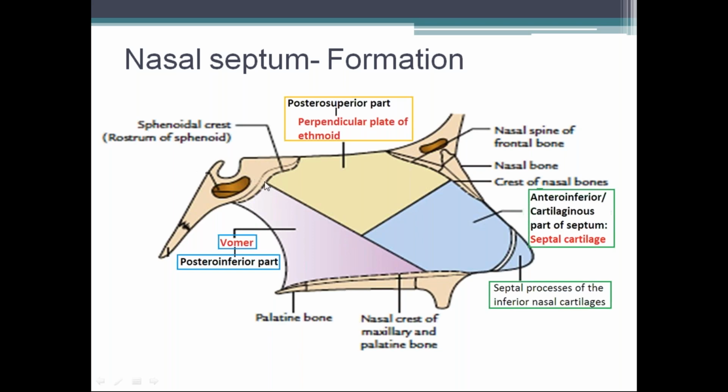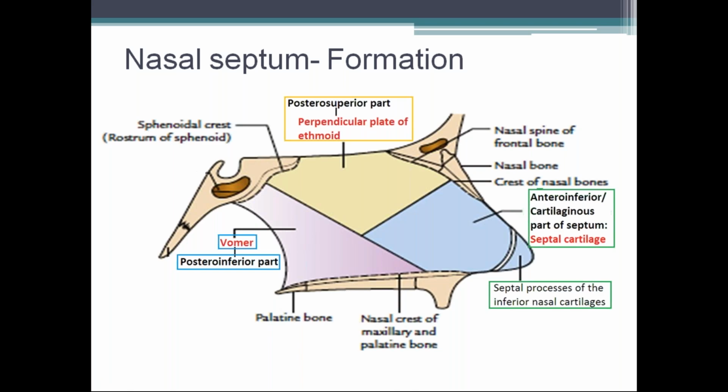So now you draw a vertical line from the sphenoid bone to the anterior 1/3 of the hard palate here, which divides this into anterior and posterior part. Okay, the anterior part again divide into two parts, from the crest of the nasal bone to the vertical line here. Okay, so this part is the posterior superior part of the nasal septum, and the posterior inferior part of the nasal septum is formed by vomer. Okay, so these are the two major bones which contribute to the formation of the nasal septum.